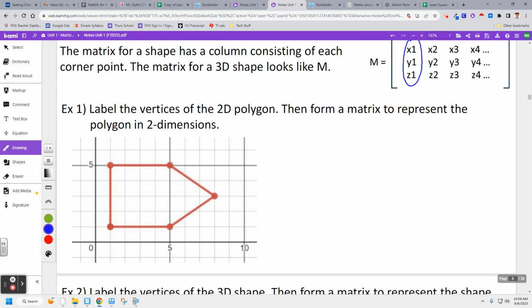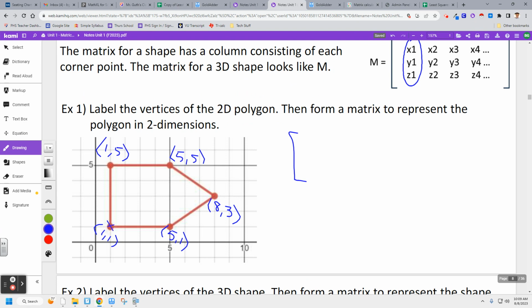Okay, so this point right here is (1, 1). This is (5, 1). This is, what's that, (8, 3). And (5, 5). And (1, 5). So all I'm going to do is look at each of the vertices and then form a matrix out of this. It doesn't really matter which one you do first, second, third, but I try to make it go in some sort of order.